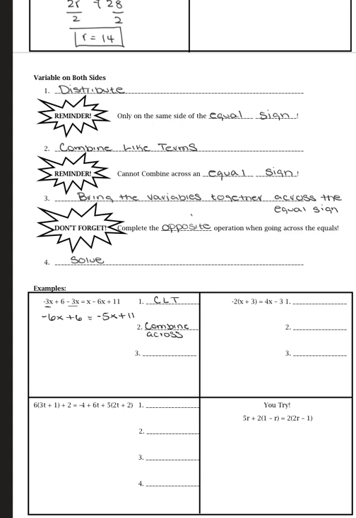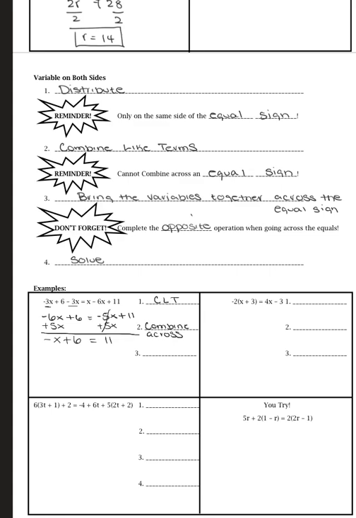Okay. So with that being said, I like my variables to be on the left-hand side of the equal sign. So I'm going to add 5x to both sides. That cancels out, so I'm left with 11 on my right-hand side. My 6 is going to stay the same, and I have negative 6 plus 5x, which gives me a negative x.